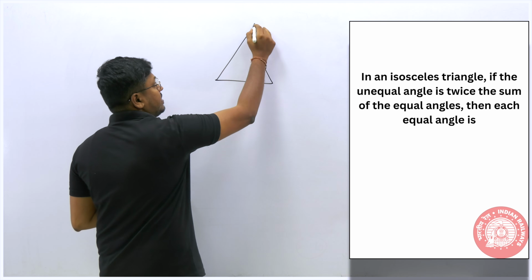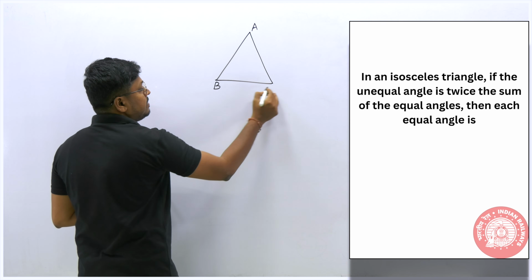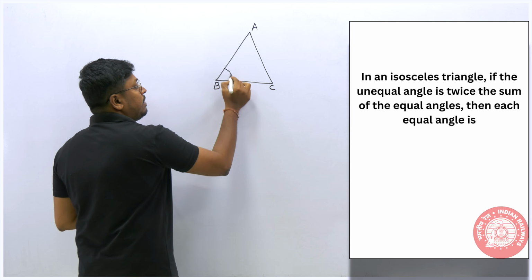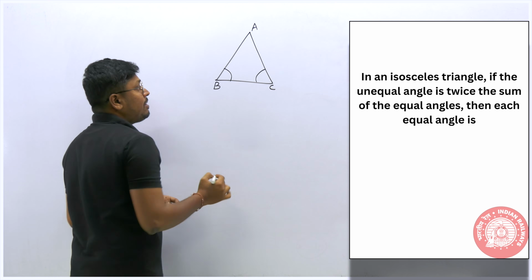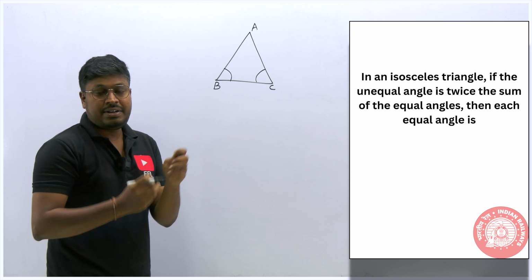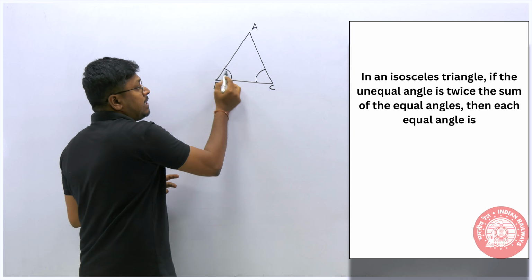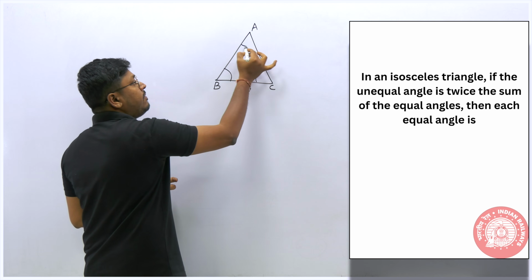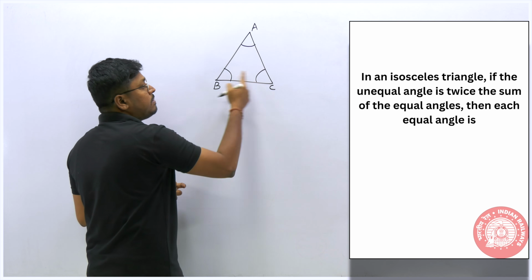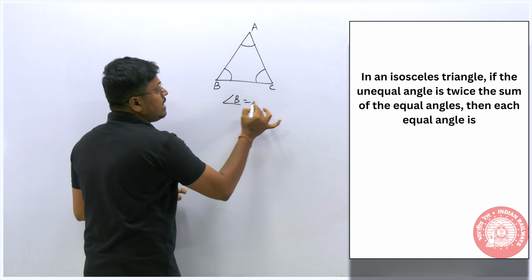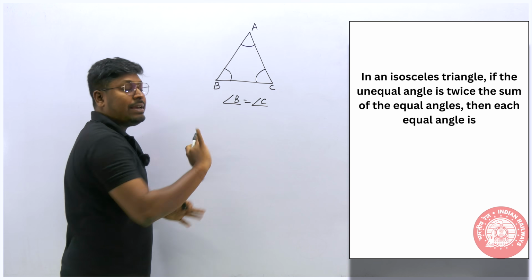They are just saying in an isosceles triangle, if the unequal angle... if it is an isosceles triangle, two angles will be equal. So let's consider triangle ABC. Then angle B and angle C will be the same. Why? Because it's an isosceles triangle. If it is an isosceles triangle, two sides will be equal. If two sides are equal, then two angles will be equal. So these two angles will be the same, angle B equals angle C, but angle A will be different.